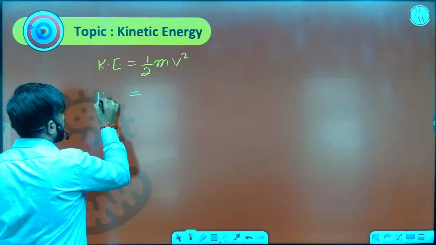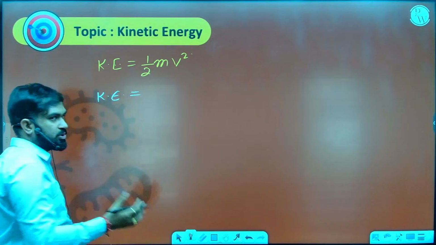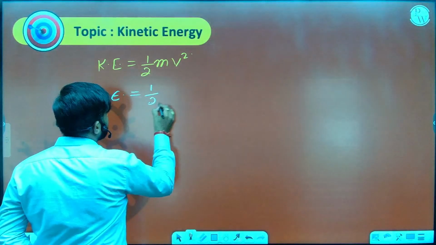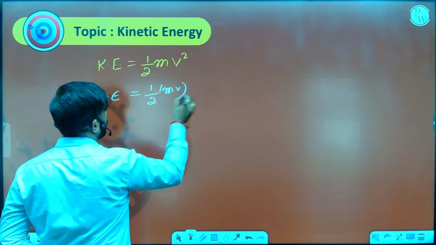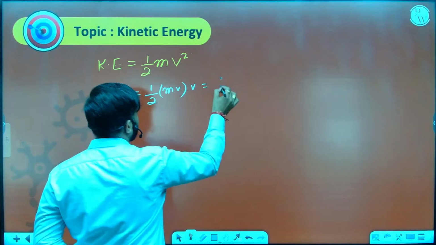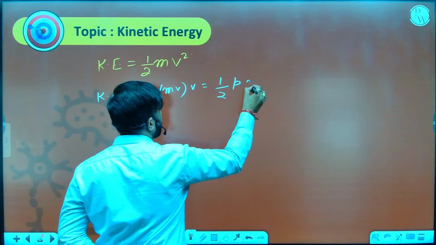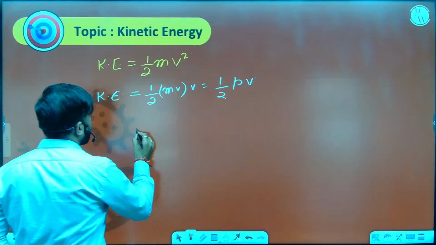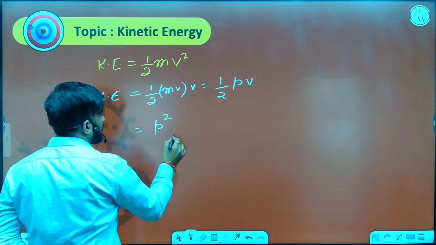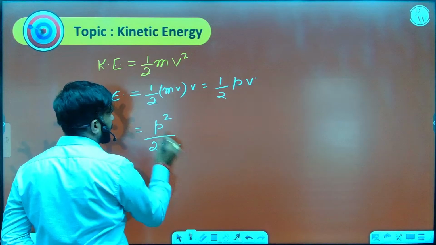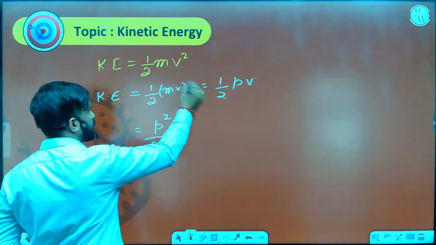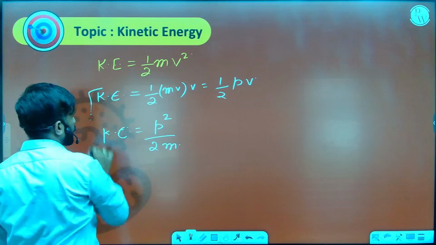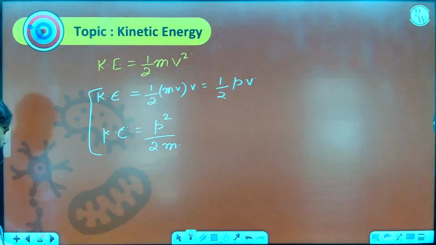Further, some more formats of this formula. I can write it as half mv into v, and mv is what? Momentum. Half into momentum into velocity. Or I can also write it as p square by 2m. Multiply m and divide by m, so it becomes p square by 2m. These three formats you can use to quickly calculate the kinetic energy.